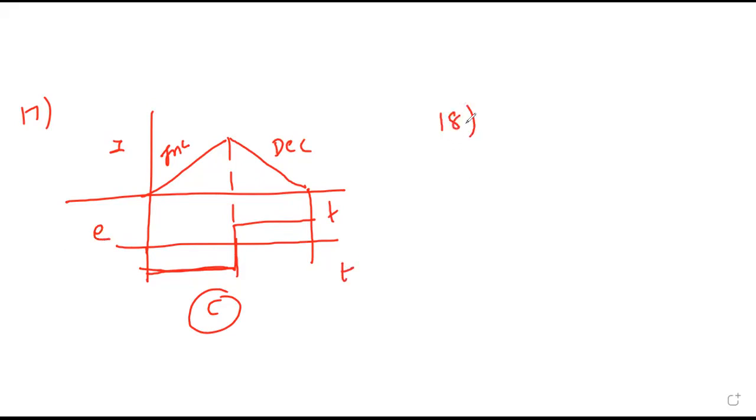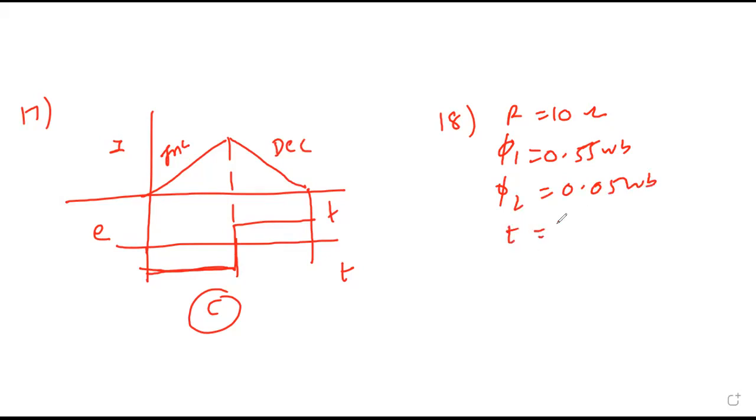18. The charge induced in a 10 ohm coil, when flux linked with the coil changes from 0.55 Weber to 0.05 Weber in 1/10 of a second. What is the formula for induced EMF? E is nothing but d phi by dt.